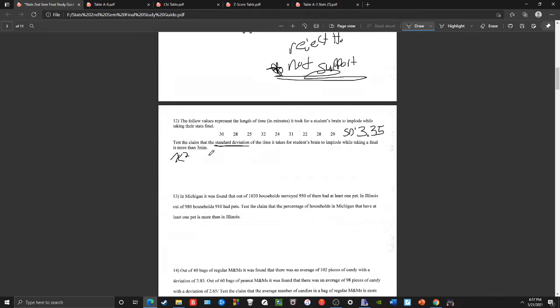So in that case, my chi-squared formula, this is a formula I will give you on the quiz, but you cannot do this one in the calculator. You have to do this one by hand. So the way you do it by hand is you first use the formula, which is n minus 1 times s squared over sigma squared. And so n is the number of samples you have, in this case 9, minus 1. s squared is your standard deviation that you get from your sample, which is 3.35 squared. And sigma squared is your claimed deviation, which is 3.